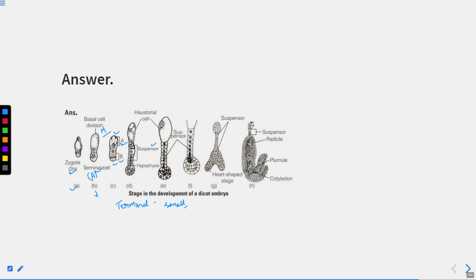Then here you can see the suspensor cell. If we talk about the suspensor cell, it undergoes transverse division and it forms a 6 to 7 celled suspensor. Here you can see the suspensor. This is formed by what? This is formed by the division in the suspensor cell.